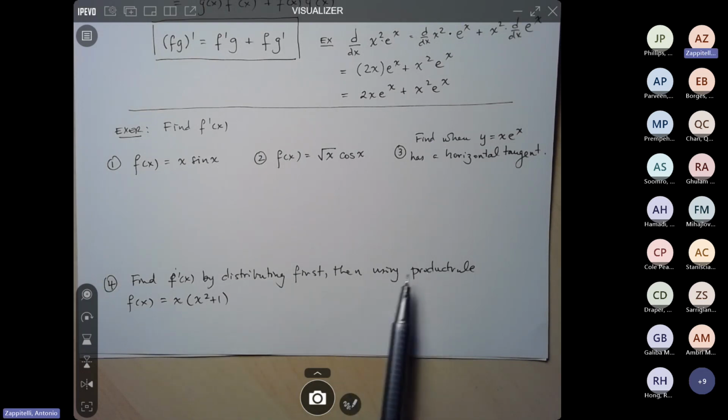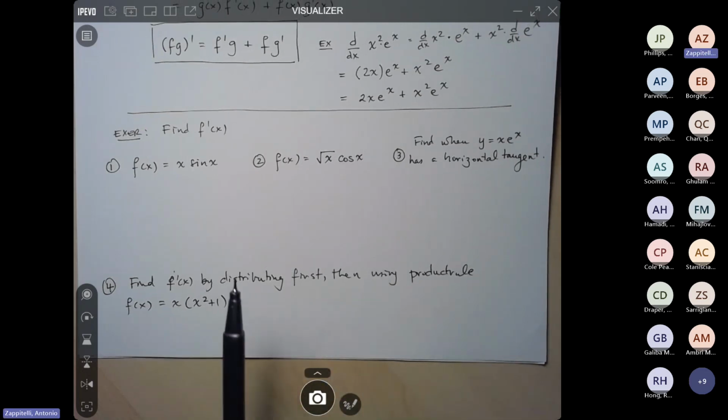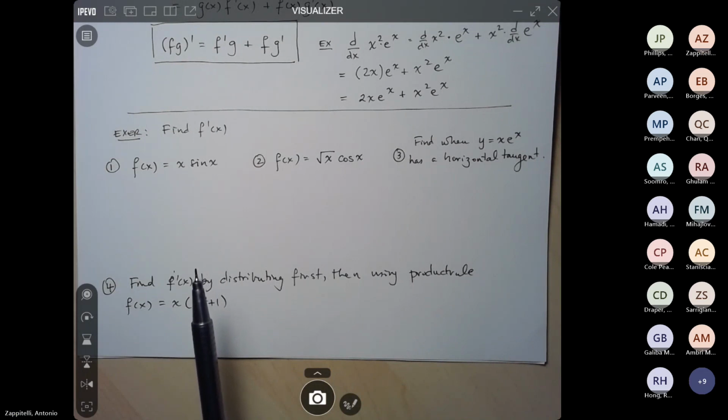Then check that both of those answers give you the exact same result. You might have to do a bit of simplifying to show that they give you the same result. Any questions on what I'm asking you to do here?